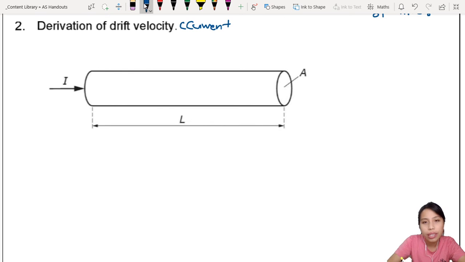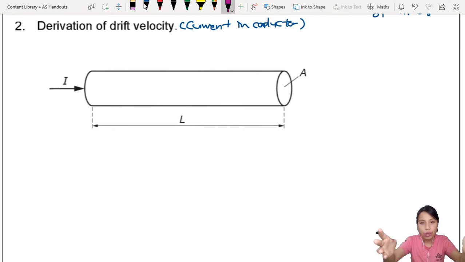That's only for current in conductors. Okay, where were we? Yes, we were saying. Okay, so we have a piece of wire. Ignore the I on the left side first. Let's say we apply a potential difference to both ends of this wire.